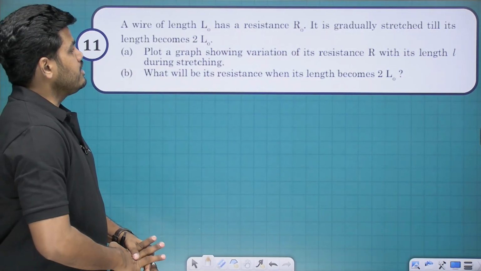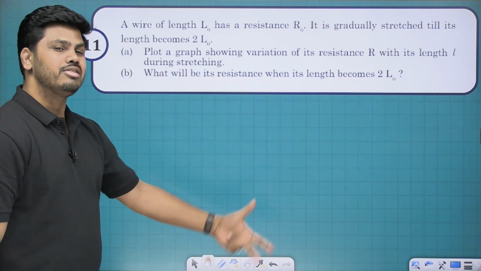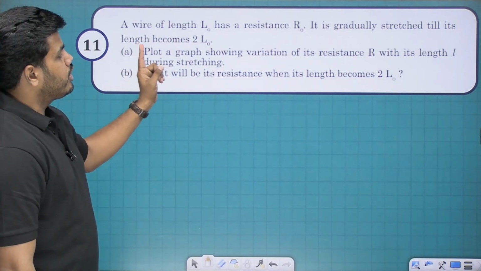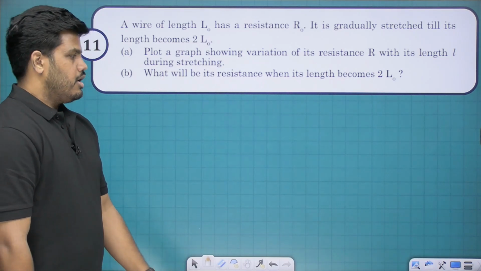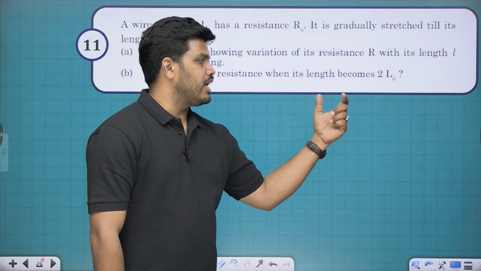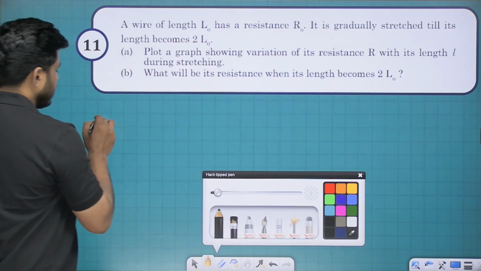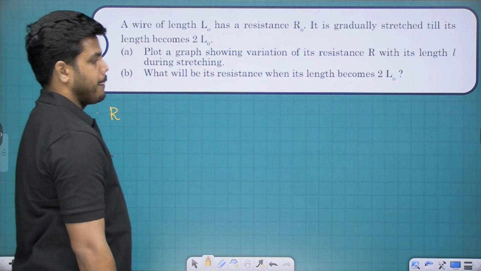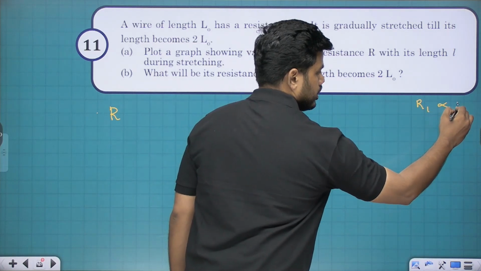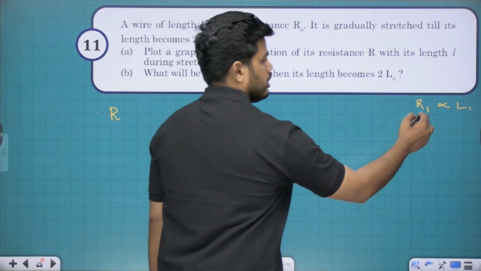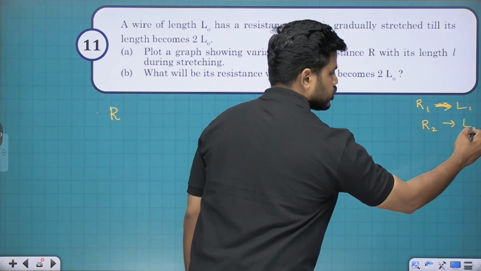A wire of length L0 has a resistance R0. It is gradually stretched till its length becomes 2L0. Plot a graph showing the variation of its resistance R with its length L during the stretching. What will be its resistance when its length becomes 2L0? See, the question is based on whenever a conductor is stretched to another length, like we have a conductor of length L1, which has a resistance R1, right? Resistance R2 when its length is L2.